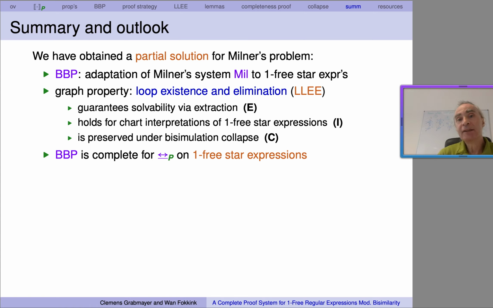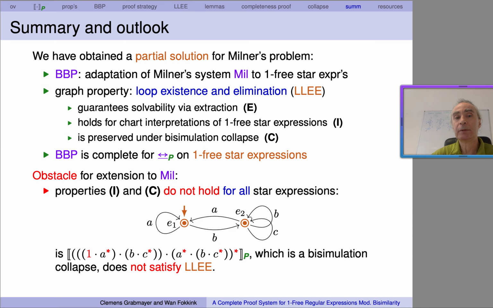Now let me summarize. We have obtained a partial solution for Milner's problem by adapting Milner's proof system to one-free star expressions, finding a system that's already defined before by Bergstra, Bethke and Ponse. We have used a graph property Lie that guarantees solvability via extraction, holds for chart interpretations of one-free star expressions, and is preserved under the bisimulation collapse. This we use to show completeness of BBP.